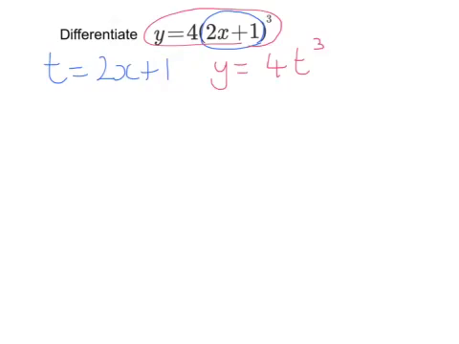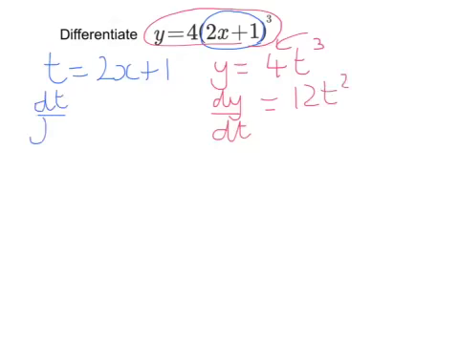If I differentiate this one, I'm going to end up with dy by dt. The 3 will come down to give me 12t squared. And if I differentiate my t function, I'm differentiating dt by dx, and dt by dx will just give me 2.